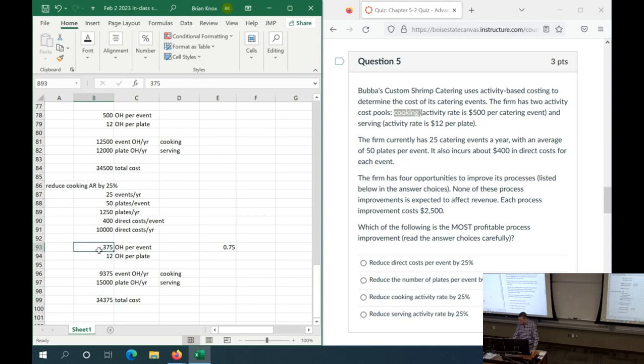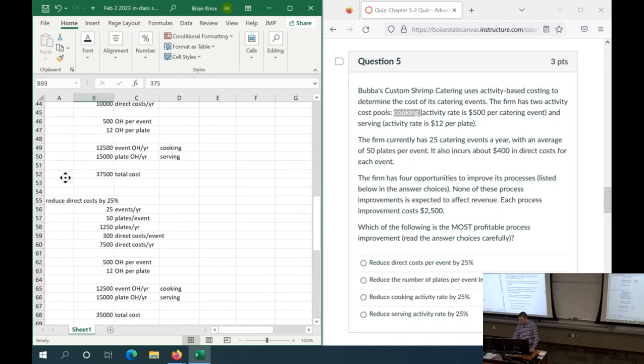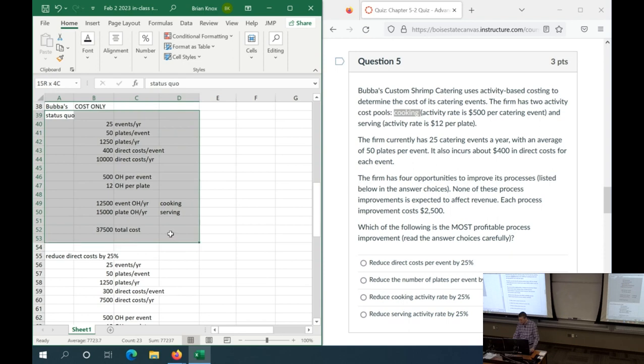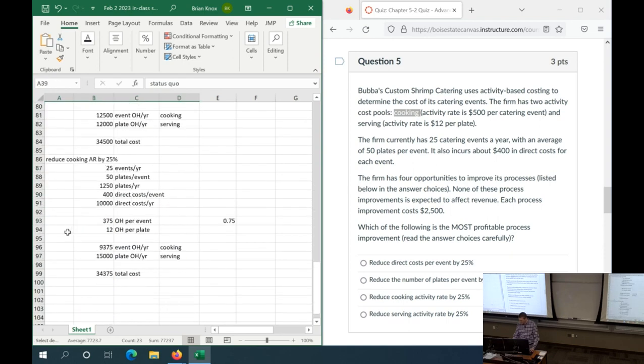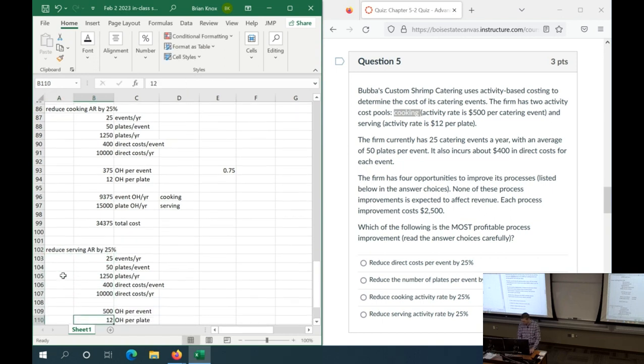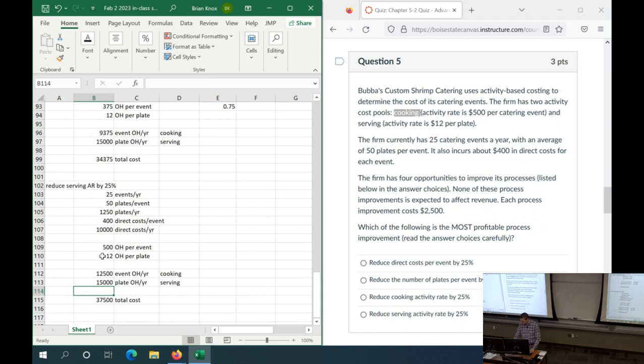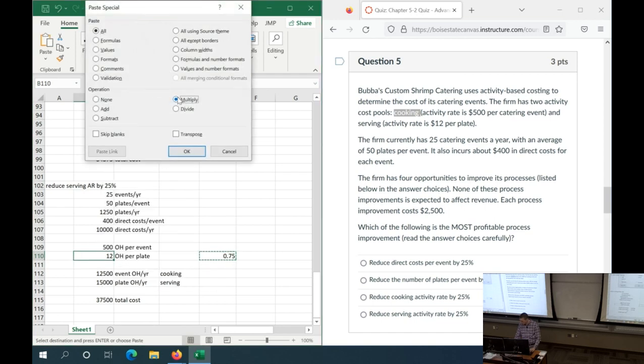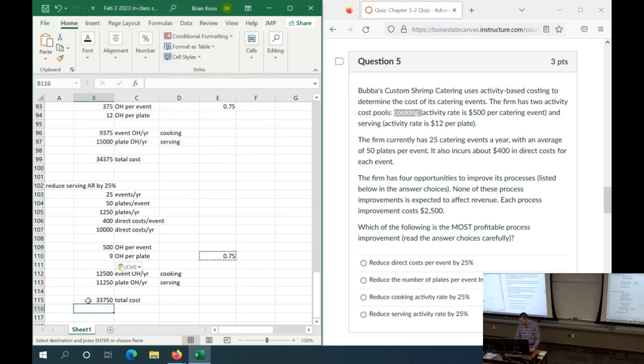Good. Let's go back to status quo one more time and look at number 4, which is one that my radar went up on as maybe the right answer. Reduce serving activity rate by 25%. So the rate here for serving, $12 per plate, should give us $9 per plate. And that is indeed the most savings, so the lowest total cost.